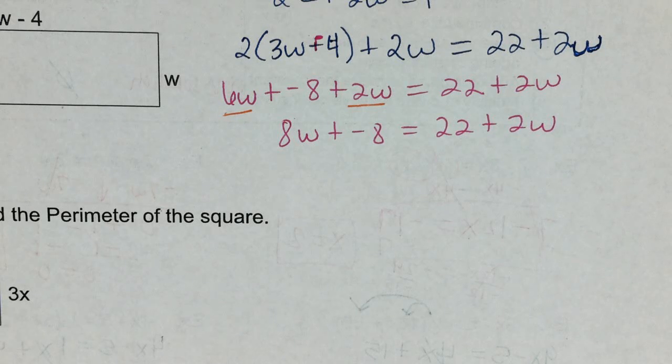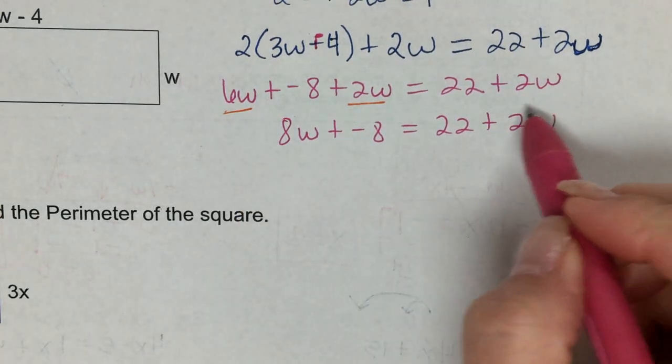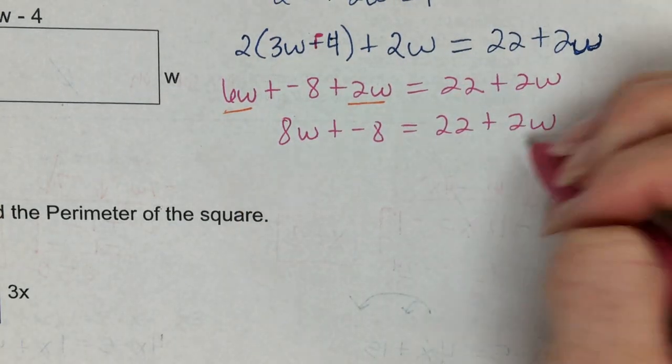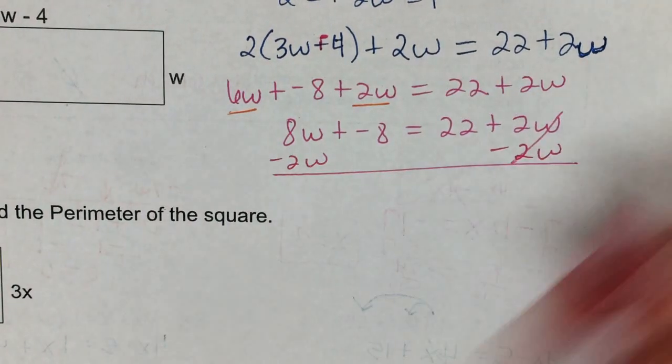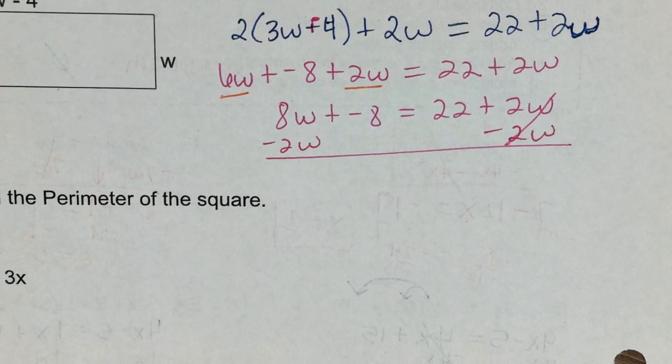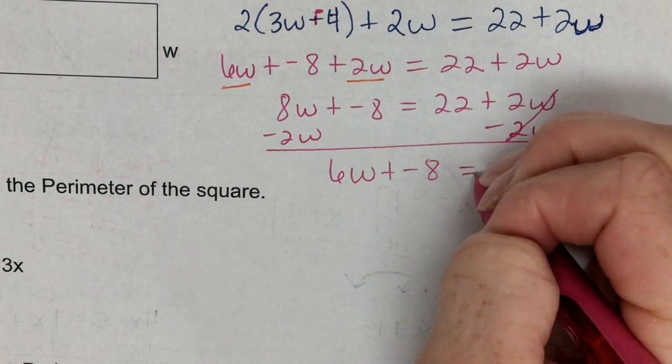Am I going too fast? No? Okay, so we need to pull this w over here. How am I going to cancel out a 2w? Minus 2w. I need to do it to both sides. 8w minus 2w is 6w plus negative 8 equals 22.